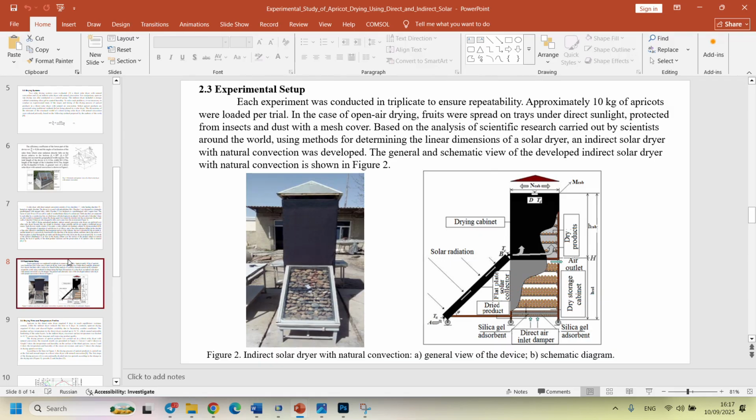In the case of open air drying, fruits were spread on trays under direct sunlight, protected from insects and dust with a mesh cover. Based on the analyzed scientific research carried out by scientists around the world, using methods for determining the linear dimensions of solar dryers, an indirect solar dryer with natural convection was developed.